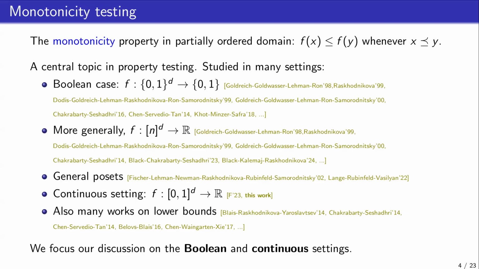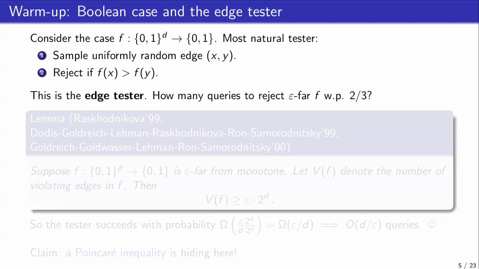So, okay, before I jump into the concrete results of this paper, let's do a warm-up. And the purpose of this warm-up is to convince you of this notion of isoperimetry, first explain what it is, and second, why it's relevant to monotonicity testing. So let's consider the fully Boolean case that I was talking about, and then consider maybe the most natural tester that you might guess if you first start to study this problem, which is the following tester.